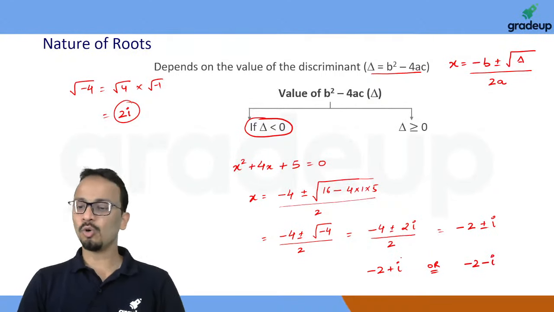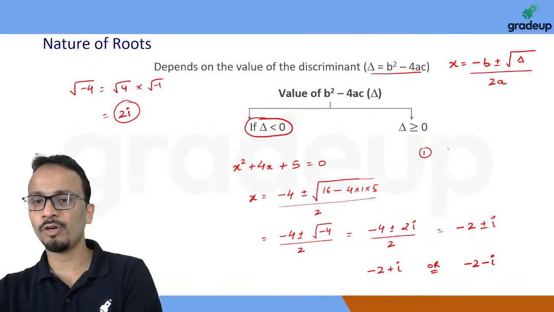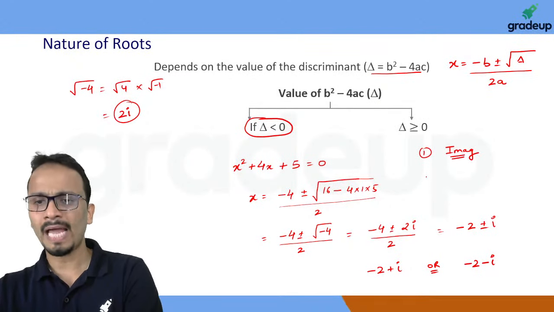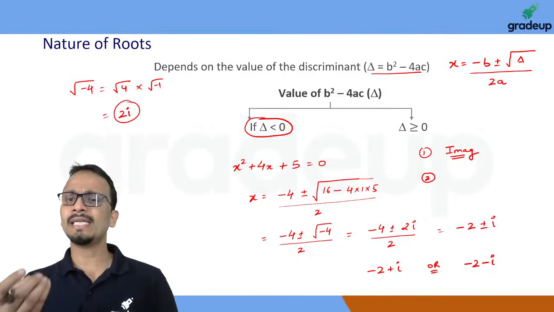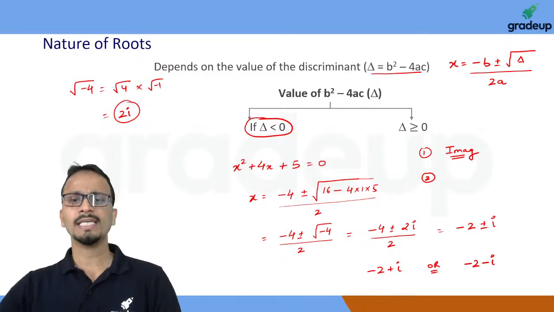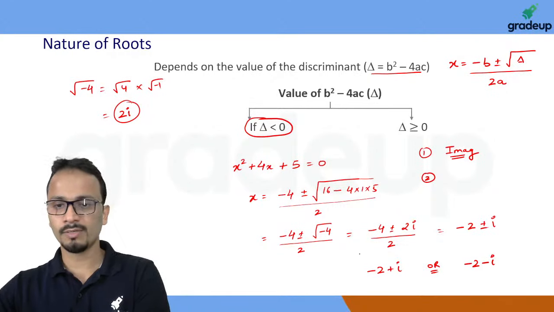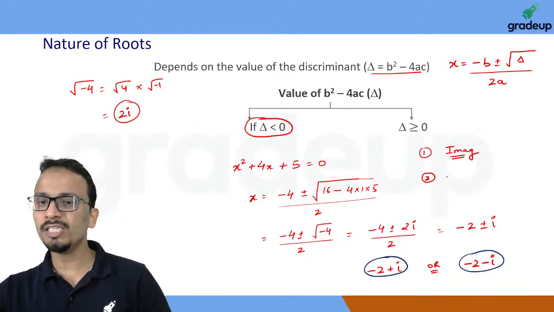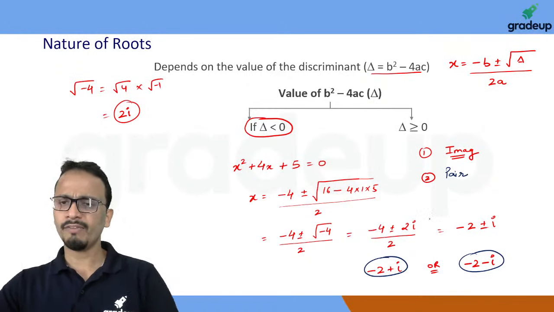All right, friends. So if delta is less than 0, I can say one thing: first of all, the roots will be imaginary. And the second thing that we can say is important. First thing, delta is less than 0, delta is negative, you have a negative number in the square root, so obviously the roots will be imaginary. The second thing is very important. Just look at both the roots, minus 2 plus iota and minus 2 minus iota. Both these roots, if they are imaginary, will always occur in pair.